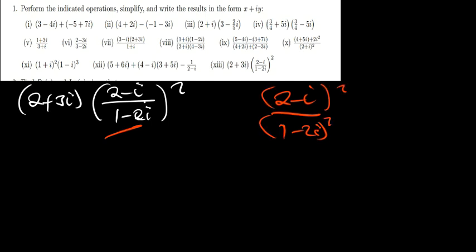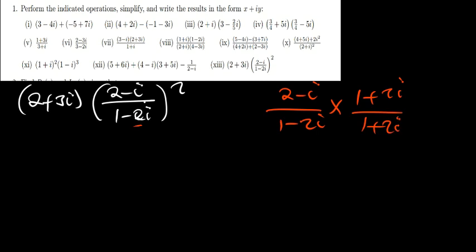Or if you want you can rewrite this as 2 minus i divided by 1 minus 2i, then you do this. It's the same thing. So what I'm going to do now is work out what is in the brackets first, then I'll come and square it. So I have 2 minus i divided by 1 minus 2i times the conjugate, which is 1 plus 2i, then 1 plus 2i. So I'll have 2 times 2 is 4. 2 times 2i is plus 4i. Negative i times i is negative i. Negative i times 2i will be minus 2i squared, like that.